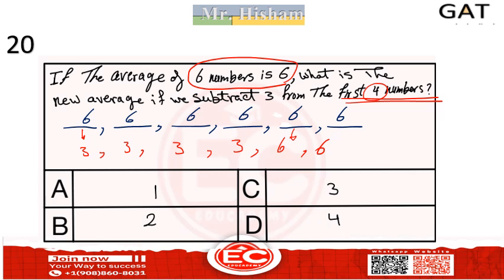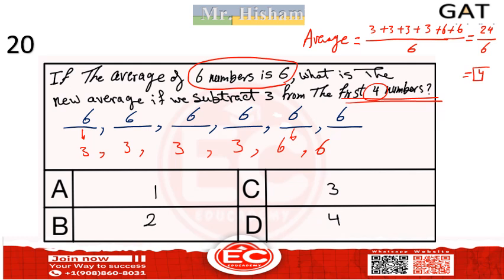So I wanted to find the average. The average is equal to the sum of the values, 3 plus 3 plus 3 plus 3 plus 6 plus 6, divided by 6 values. So 6 and 6 is 12, 6 and 6 is 12, so it's 24 over 6, which is equal to 4. So the right answer is D.